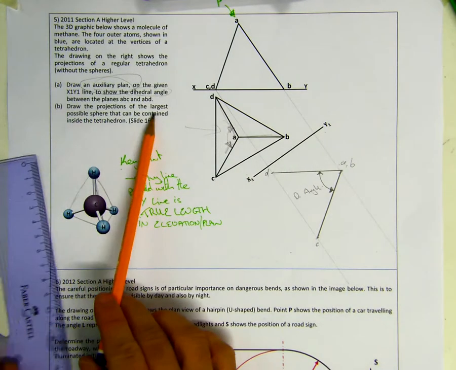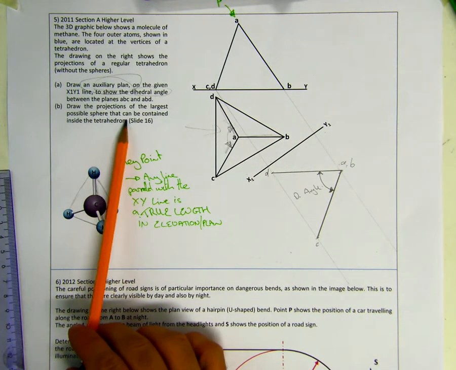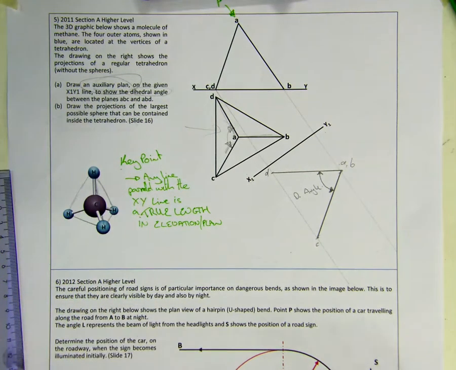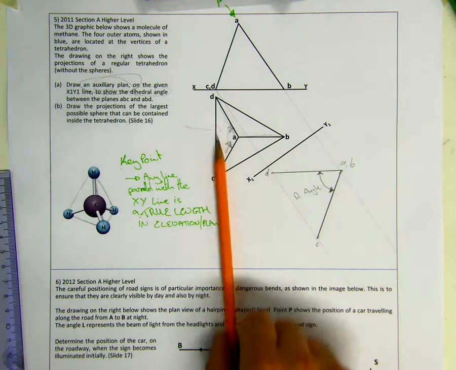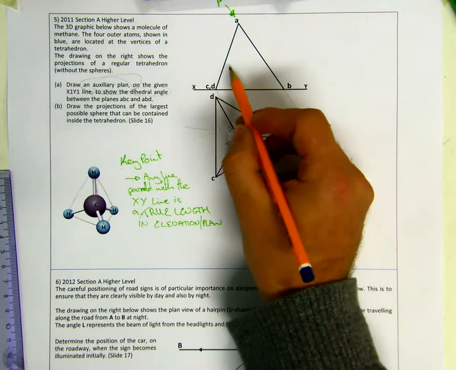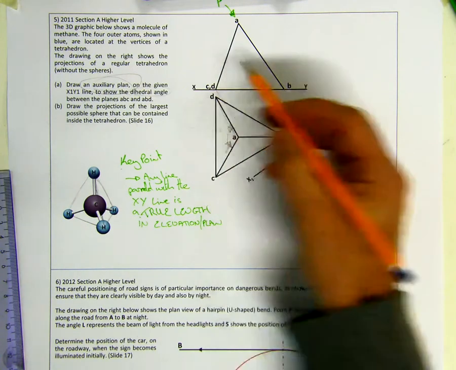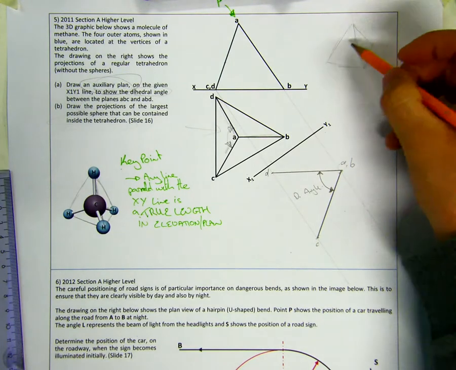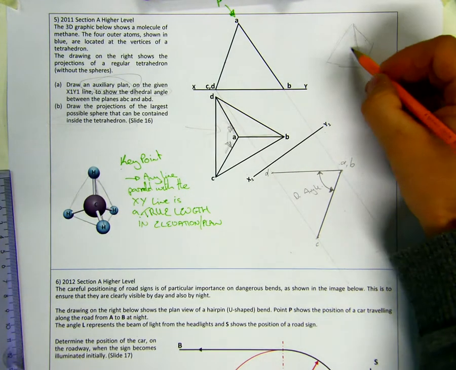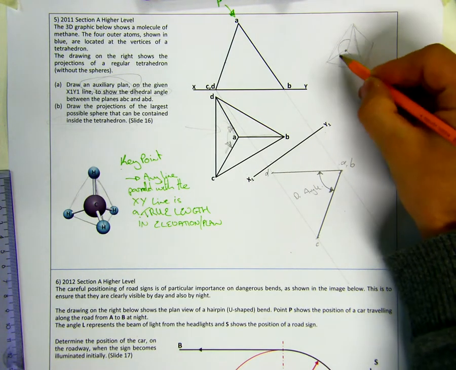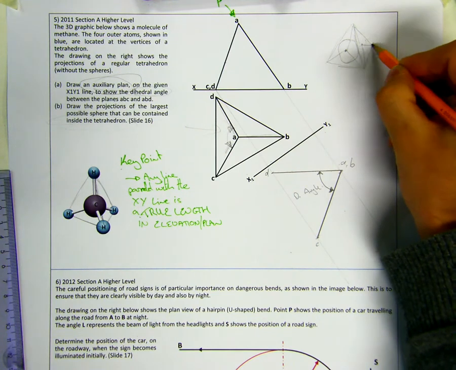Now we need to draw the projections of the largest possible sphere that can be contained inside the tetrahedron. So we're inscribing it. If we look in here, we can see that we will have a sphere touching the surface, because we have covered this, if you can remember. When the tetrahedron is drawn and you have a sphere inside, it's going to touch the center of each surface.